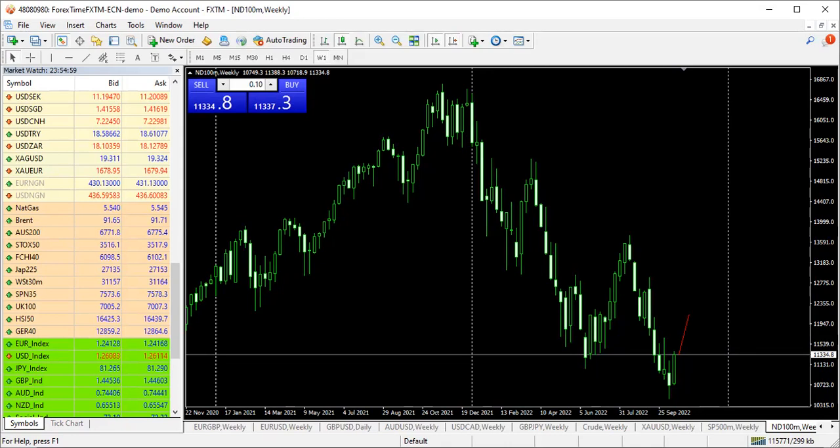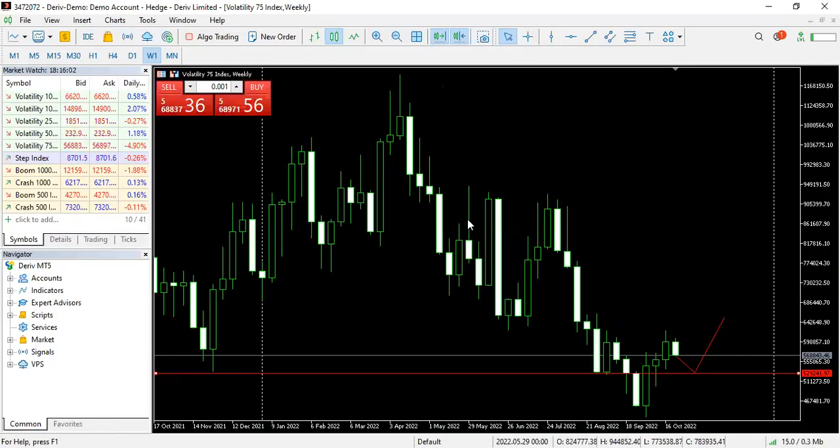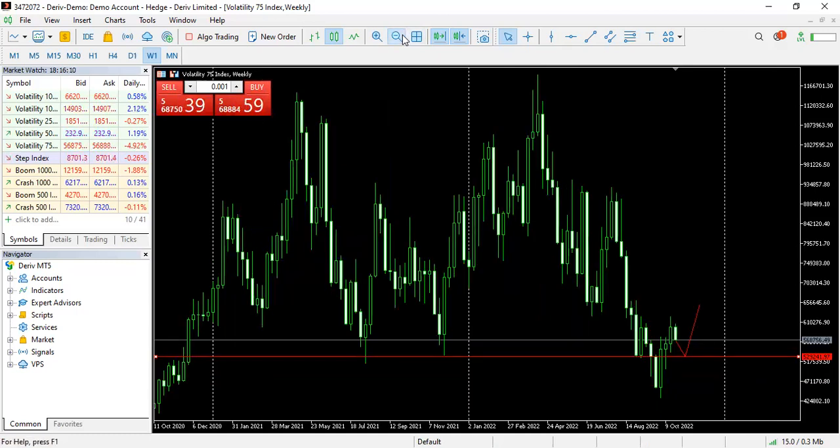Let us go to synthetic assets. For those of you that love trading synthetic, for V75 mostly, this coming week, V75 should be approaching the weekly support level before it can make a bullish move to target the monthly resistance level.